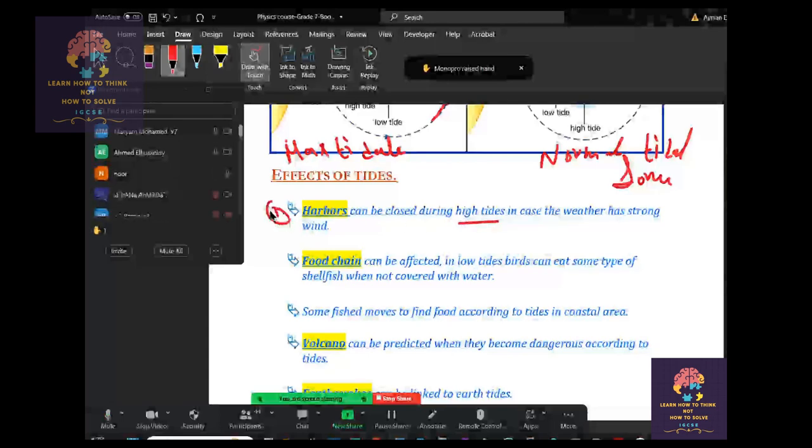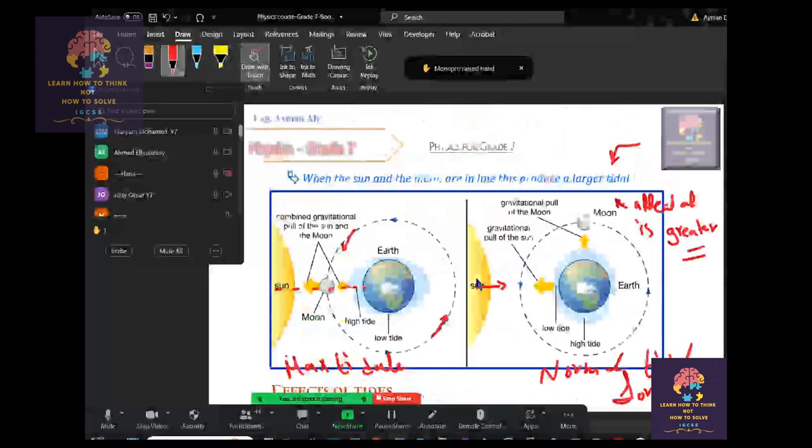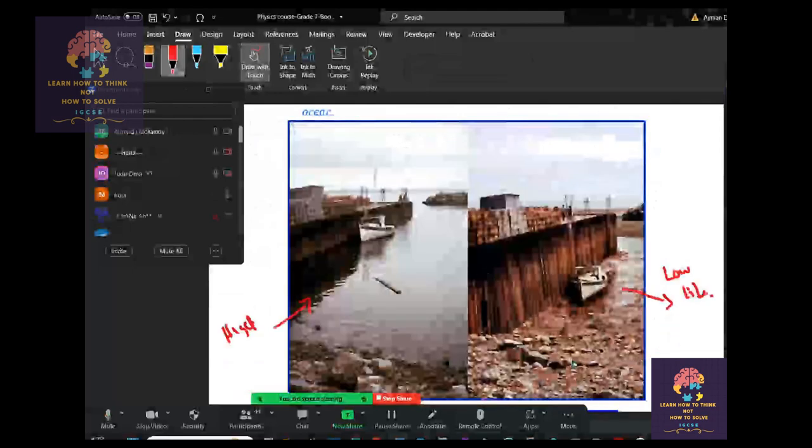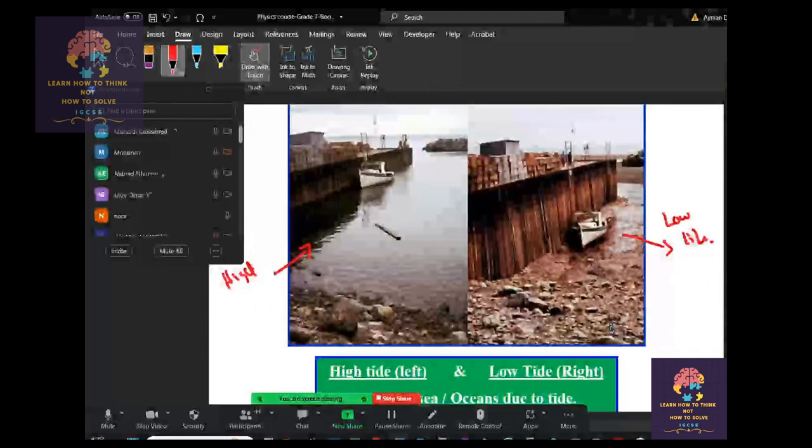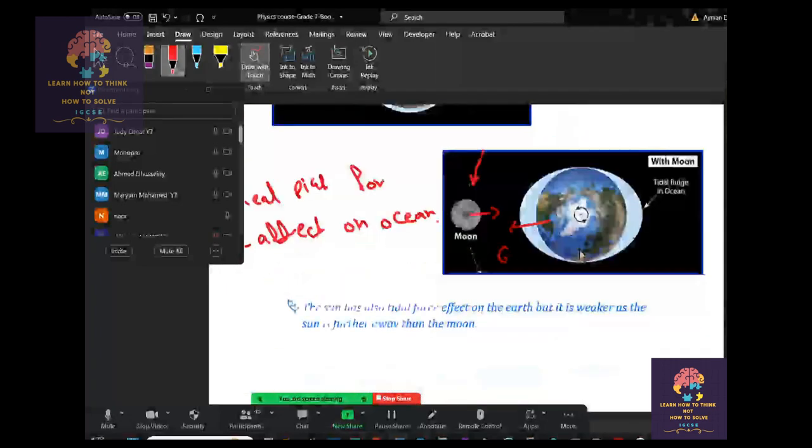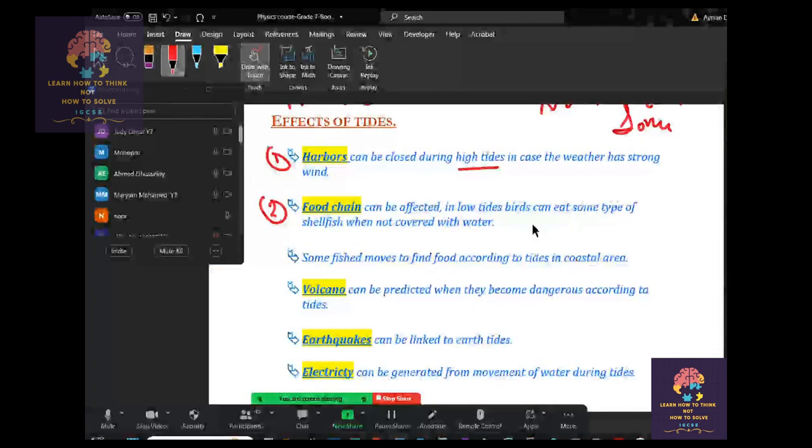First thing is harbors. Number two, the food chain, meaning the food cycle on planet Earth. For example, in low tide, birds can eat some types of shellfish when not covered in water. We agreed that during low tide the surface of the ocean decreases, and the bottom of the ocean becomes obvious and can be seen by the naked eye, right? So during low tide, some birds can come and eat some shellfish on the bottom of the ocean, as you can see here. And I want you to search on the internet.